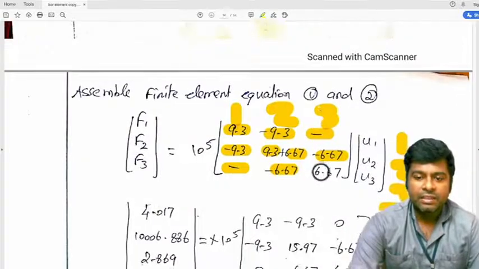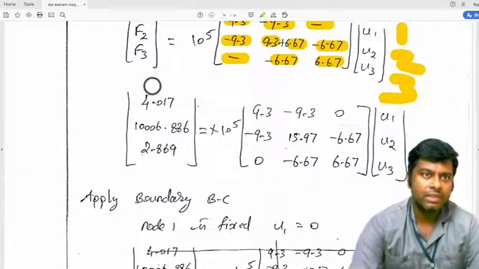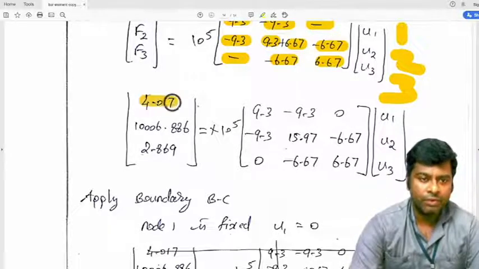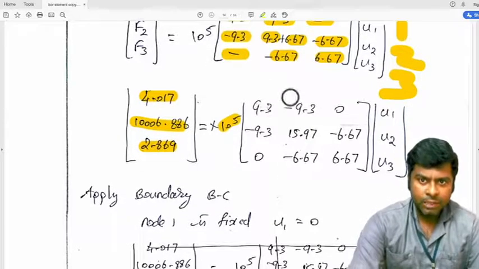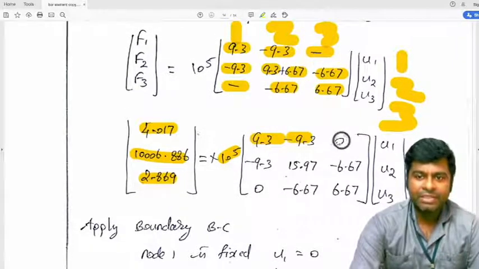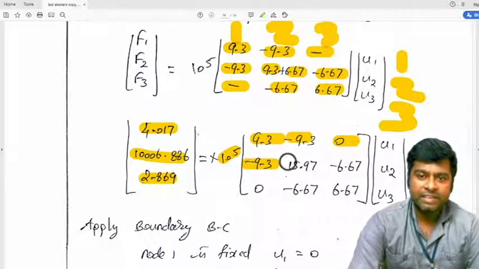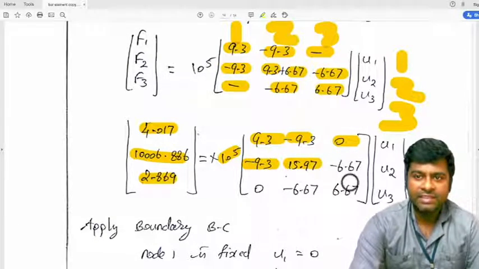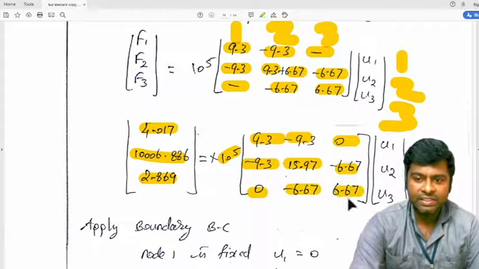After simplifying these values and substituting the values of the body force vector 4.017, 10006.886, 2.869, equal to 10 raised to 5 times the matrix. Simplify all these values: 9.3, minus 9.3, for the dash simply we put 0; minus 9.3, 9.3 plus 6.67 gives 15.97, minus 6.67; for the dash simply we put 0, minus 6.67, 6.67.